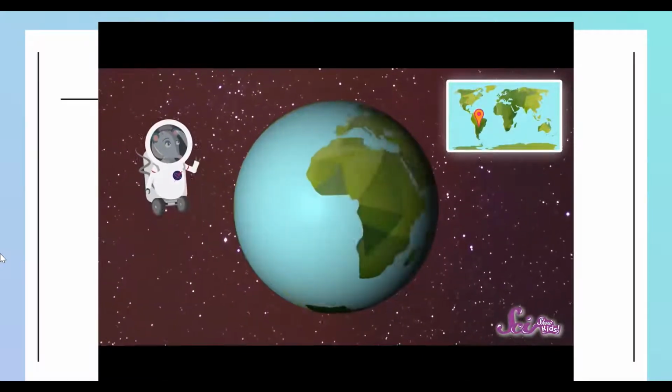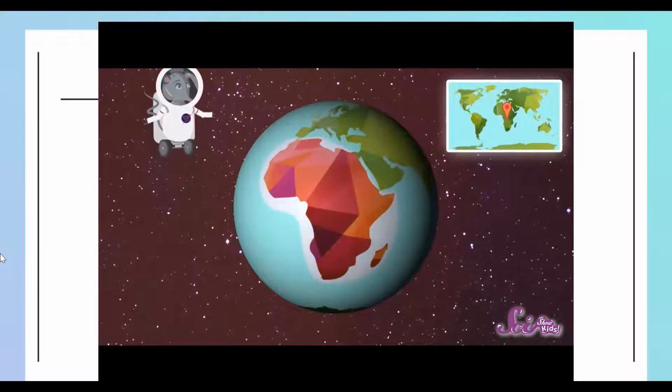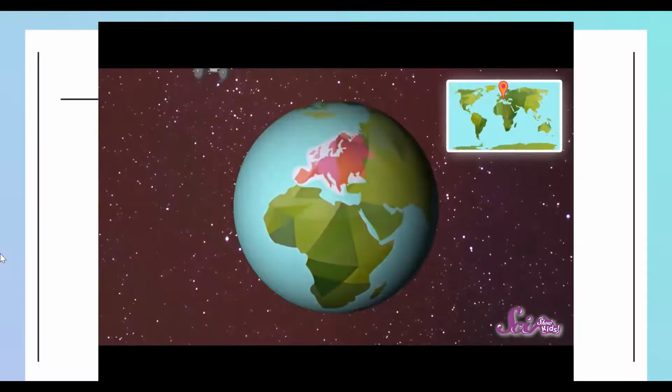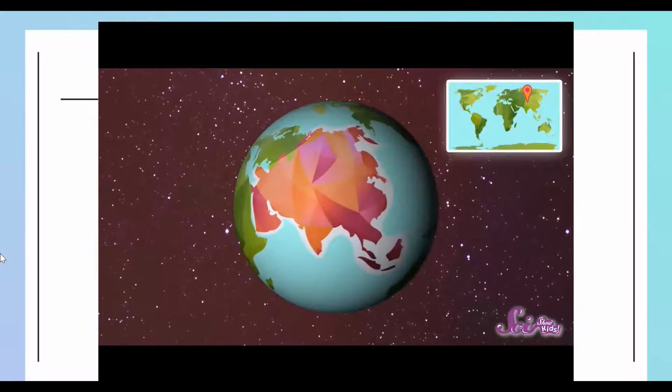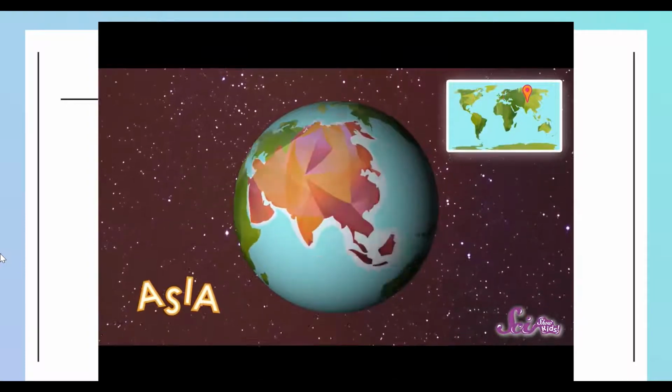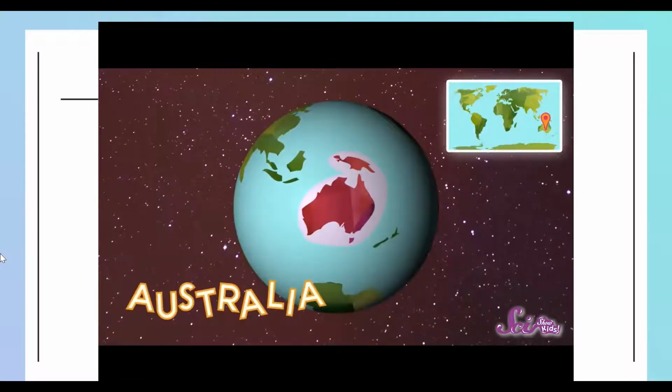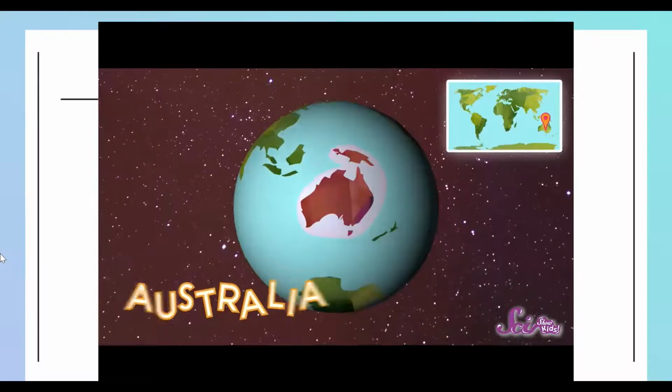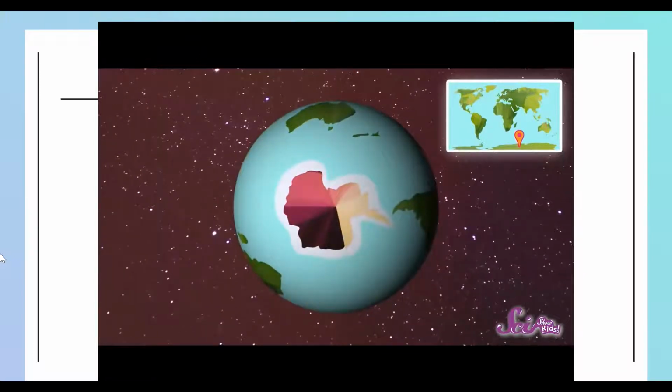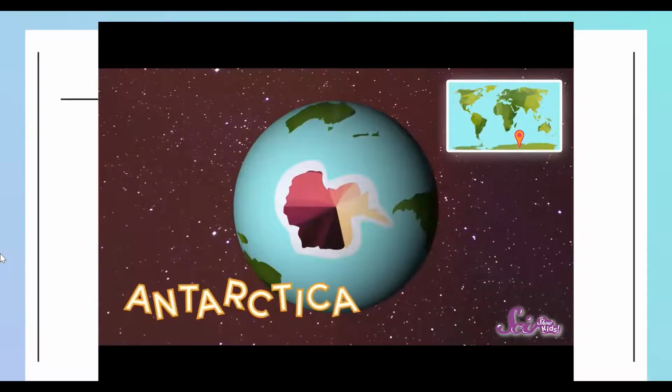On this side of the globe, we have some other continents. This chunk here is Africa, and up here is Europe. And next to it is Asia, our largest continent. Down here by itself is Australia, our smallest continent. And at the very bottom of the globe and at the bottom of our planet is the 7th continent, Antarctica.